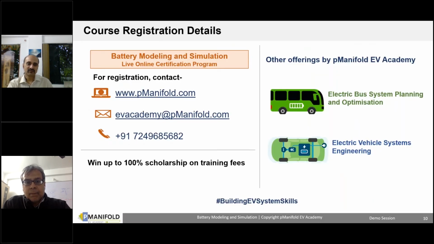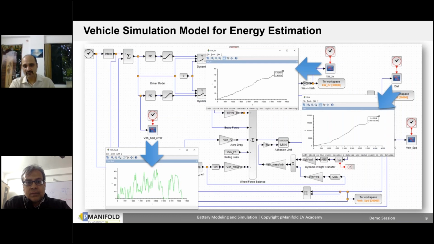So that's what I had in this demo session. I hope that provides a glimpse of what is there in this course. Some of the things I also verbally conveyed. The battery models will go much deeper into what are the different models, what level of detail we can build into the battery as well as the battery pack. Questions are welcome. We'll answer those now.